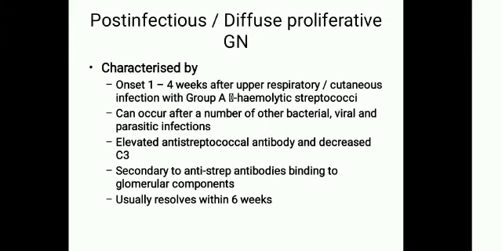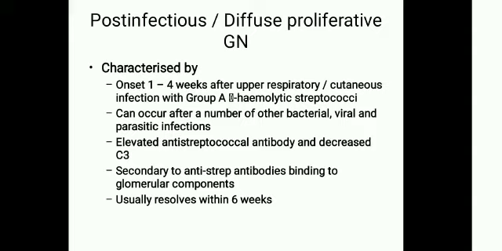Now, the important glomerulonephritis you have to learn, I will be mentioning today. All these diseases you need not remember, but a few diseases you have to remember. One is post-infectious glomerulonephritis or infection-related glomerulonephritis. This is usually seen in young children, usually after a sore throat or upper respiratory tract infection. That is 1 to 4 weeks after a group A beta hemolytic streptococcal infection. And this can occur after a number of other bacterial, viral, parasitic infections also.